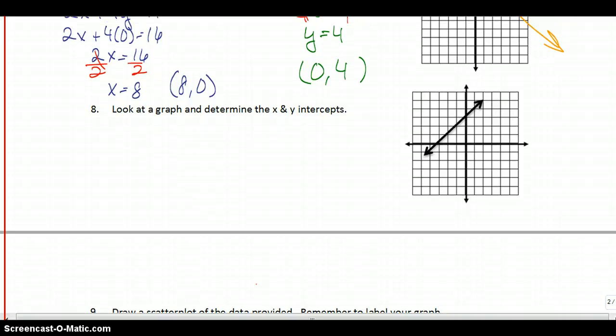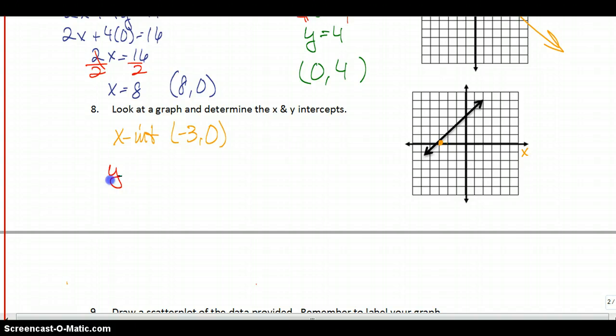Now number 8, we're going to look at the graph and determine the x and y intercepts. First I'm going to look on the x-axis. I'm going to see what this point is where it crosses the x-axis. It's negative 1, 2, 3, 0. The x-intercept is the point negative 3, 0.